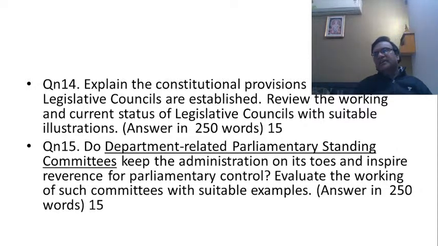Since these meetings are held in camera, members of parliament need not go by their political party ideologies. They can have free and frank discussions. That is what we say about these departmental related committees.